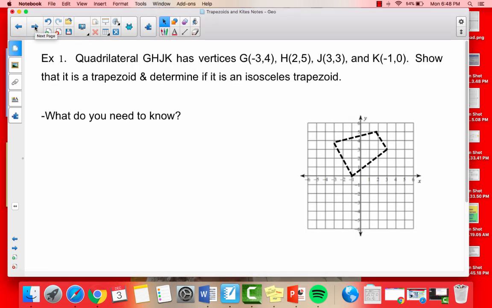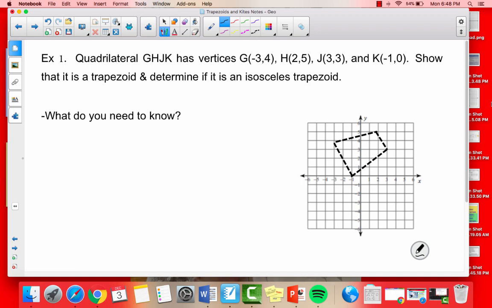The first example I want to go through is if I give you points to graph. This one I have plotted the points already for you, but it says show that it is a trapezoid. So we need to show some calculations, and then determine if the trapezoid is an isosceles trapezoid. Well, before you even get started, you got to know what you need in order to show that something is a trapezoid. Remember from our definition that a trapezoid has one pair of parallel sides.